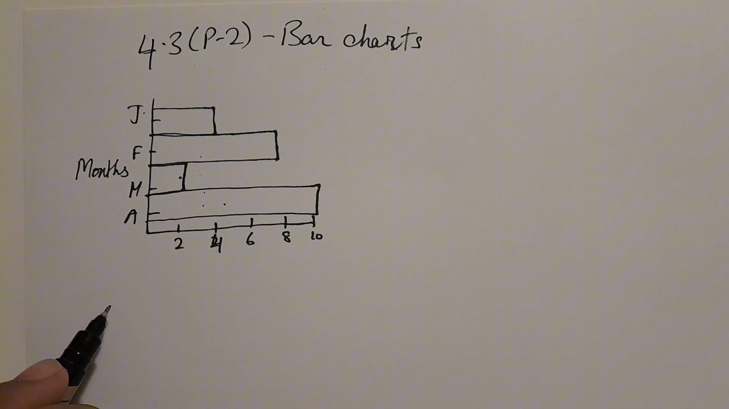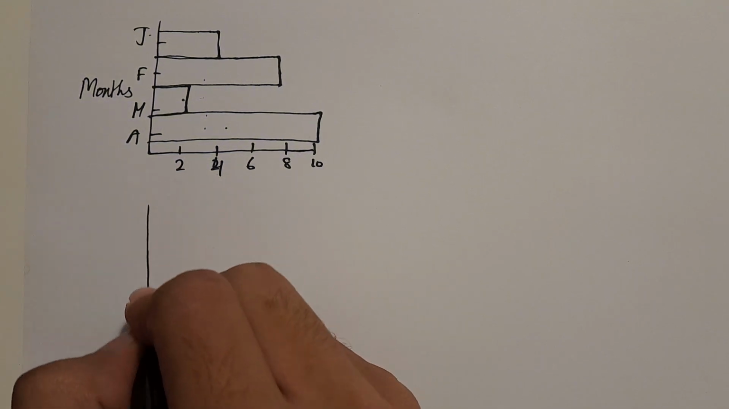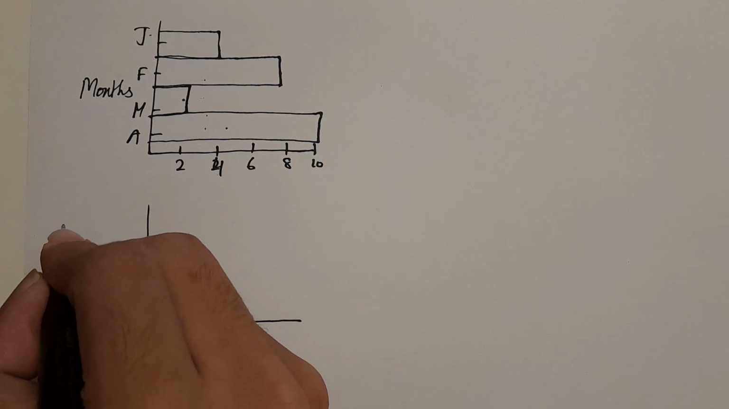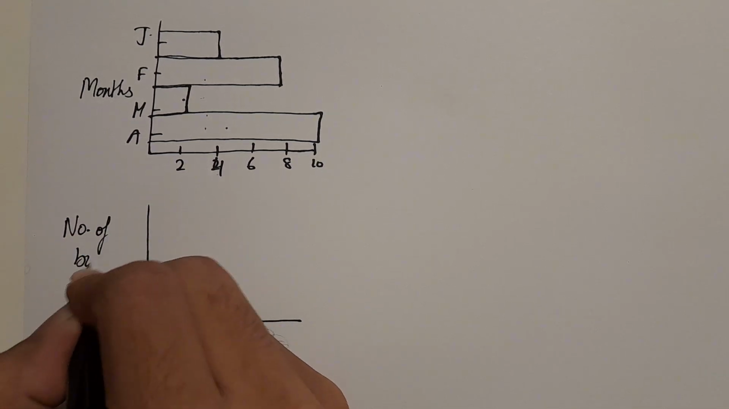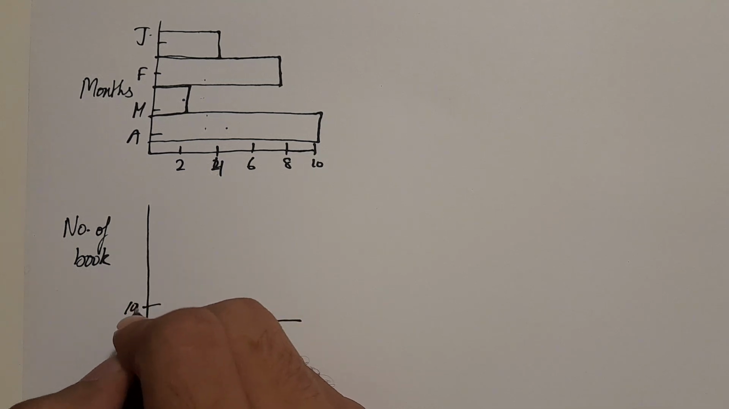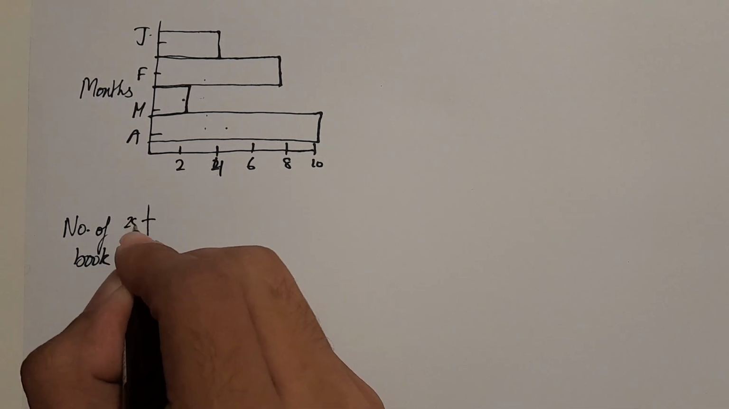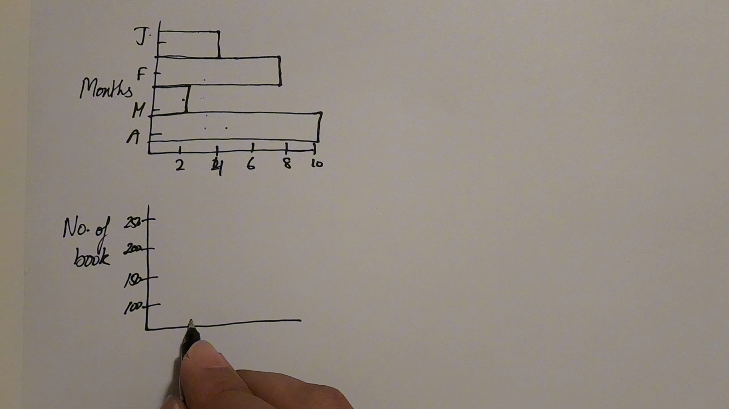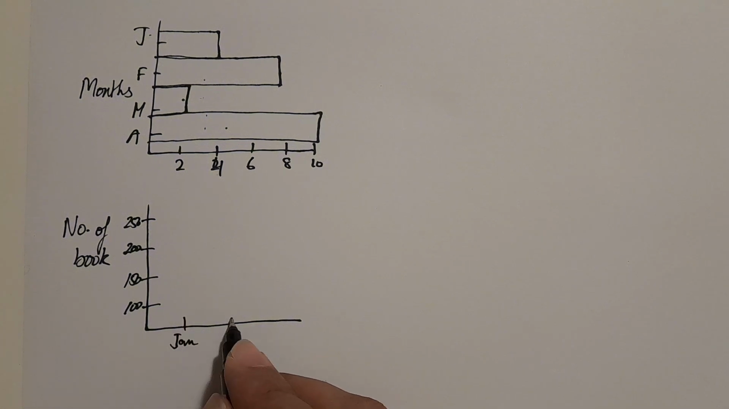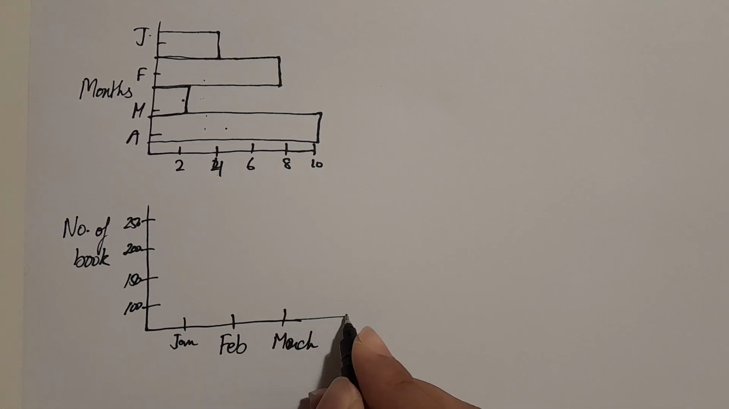For example, the number of books taken out of a library. So here we can show the number of books, like we can say 100, 150, 200 and 250. Here we can say again Jan, February and March, and last is April.